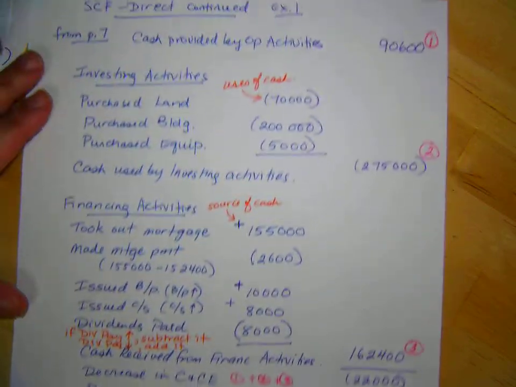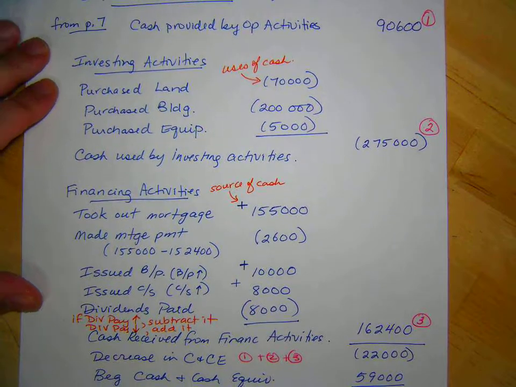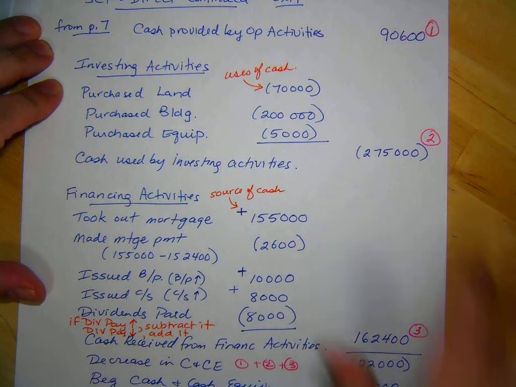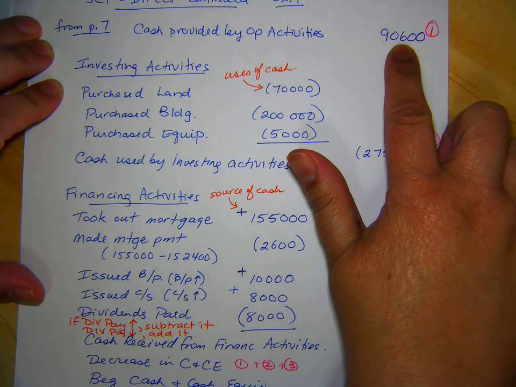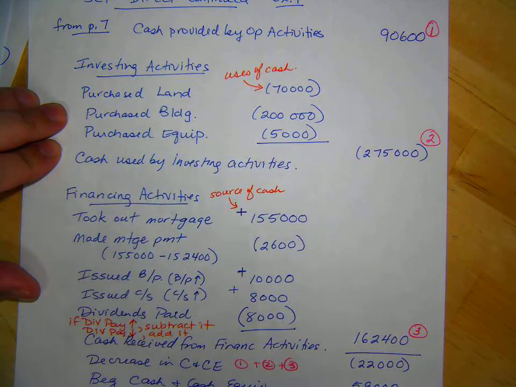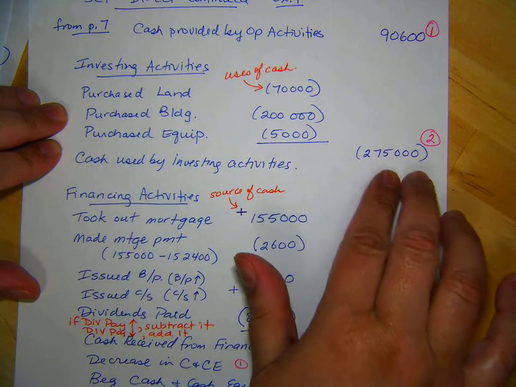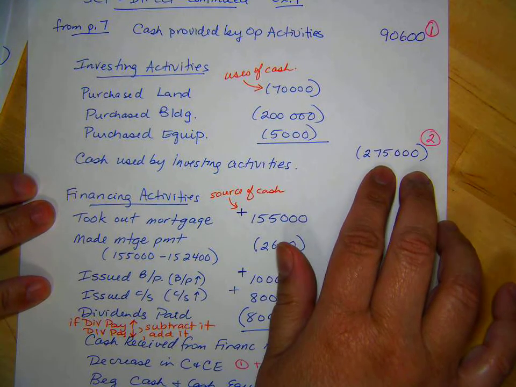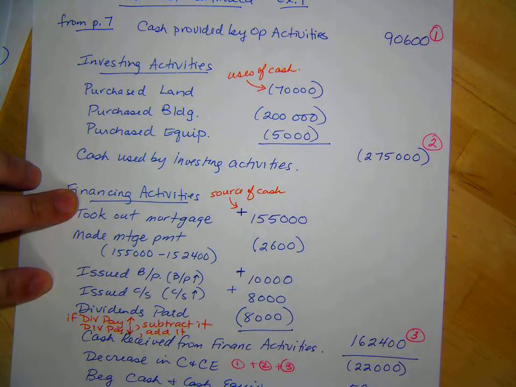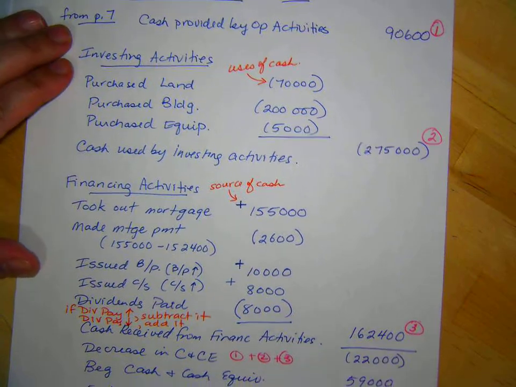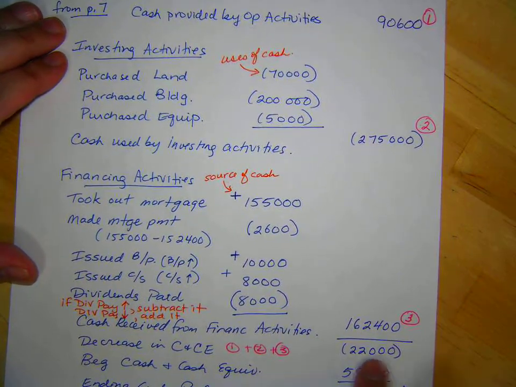So let me just talk about this and what it means, just as a little review. So from operations, which is the main bulk of our business, we earned 90,600. Okay. However, we purchased or invested in land, building, and equipment, which was a big outflow of cash. How did we pay for that? Well, we took out a mortgage, we issued some bonds, we issued some common shares, and then of course we paid dividends. So overall it was positive. So what we have is we have a negative cash flow this year.